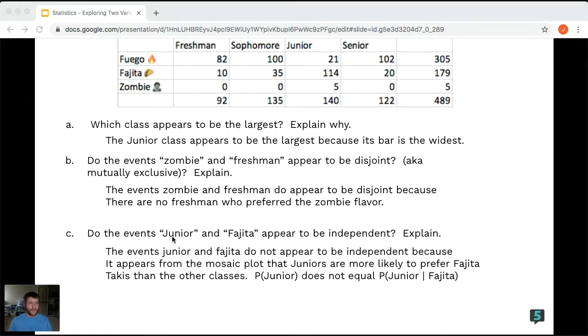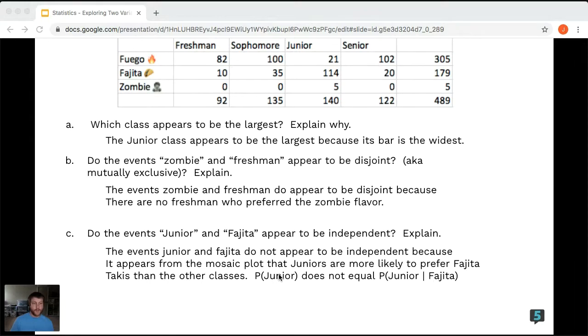And then the last one, do the events junior and fajita appear to be independent? We said they do not appear to be, and I added the little probability note here. You could do this either way. You could say probability of being fajita does not equal the probability of fajita given junior. You can do it either way.